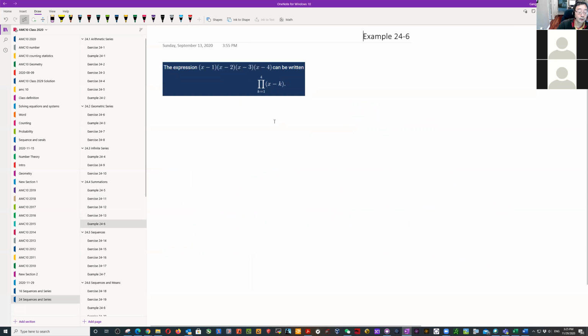In addition to summation, there is the product. Product is just using not sigma, but pi. And this is just, for example, x minus 1, x minus 2, x minus 3, x minus 4, which is k equal to from 1 to 4, x minus k. So this is just one single example here.